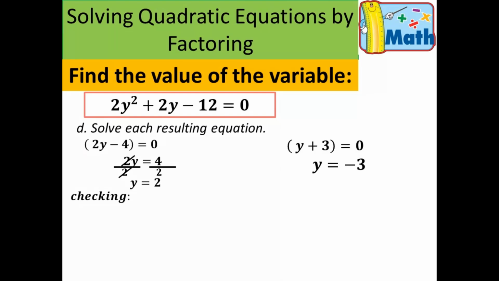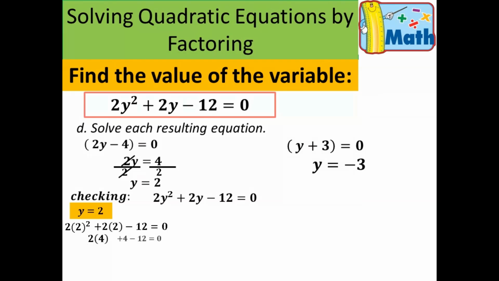Now, let us check. The equation is 2y squared plus 2y minus 12 equals 0. For y equals 2, by substitution, we have 2 times 2 squared, plus 2 times 2, minus 12 equals 0. 2 times 4, plus 4, minus 12, equals 0. 2 times 4 is 8, plus 4 is 12, minus 12 equals 0.